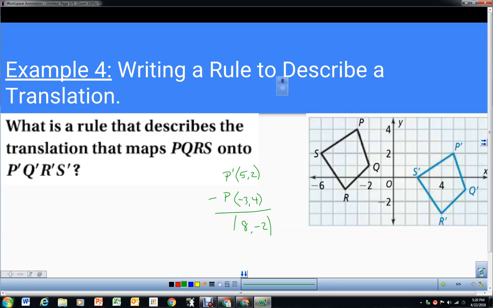So the rule is going to become, and if we're going to write this in function notation, we're going to say the rule of positive 8, negative 2, so the translation rule of figure PQRS, which maps onto P prime, Q prime, R prime, and S prime.